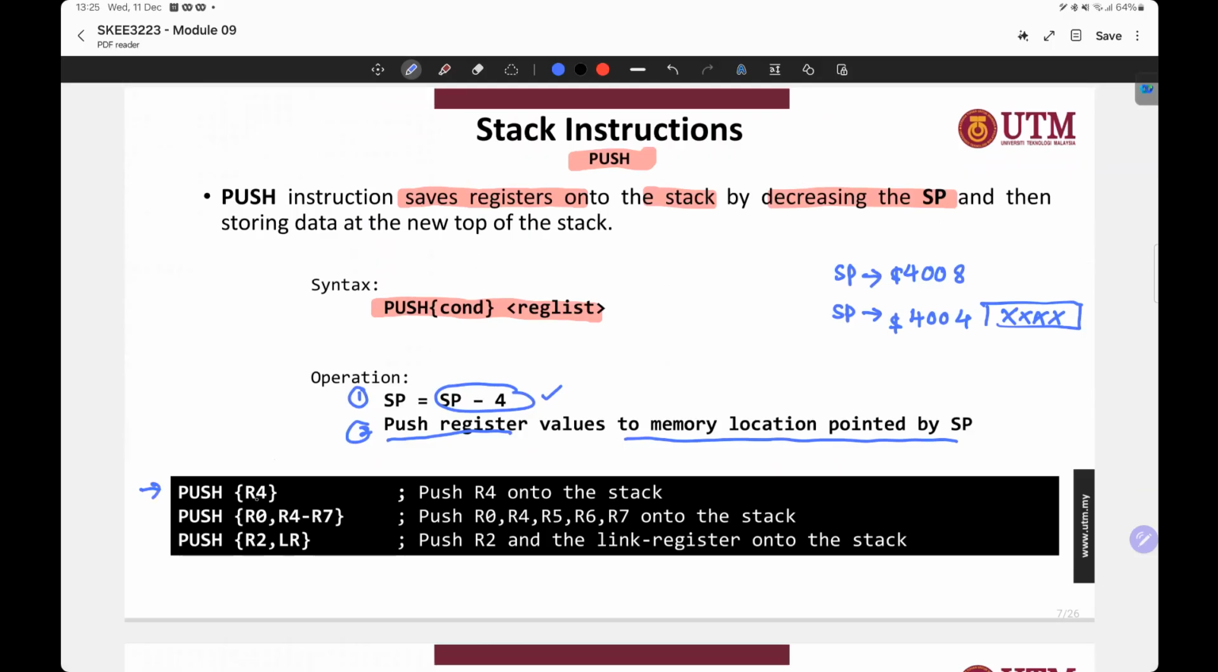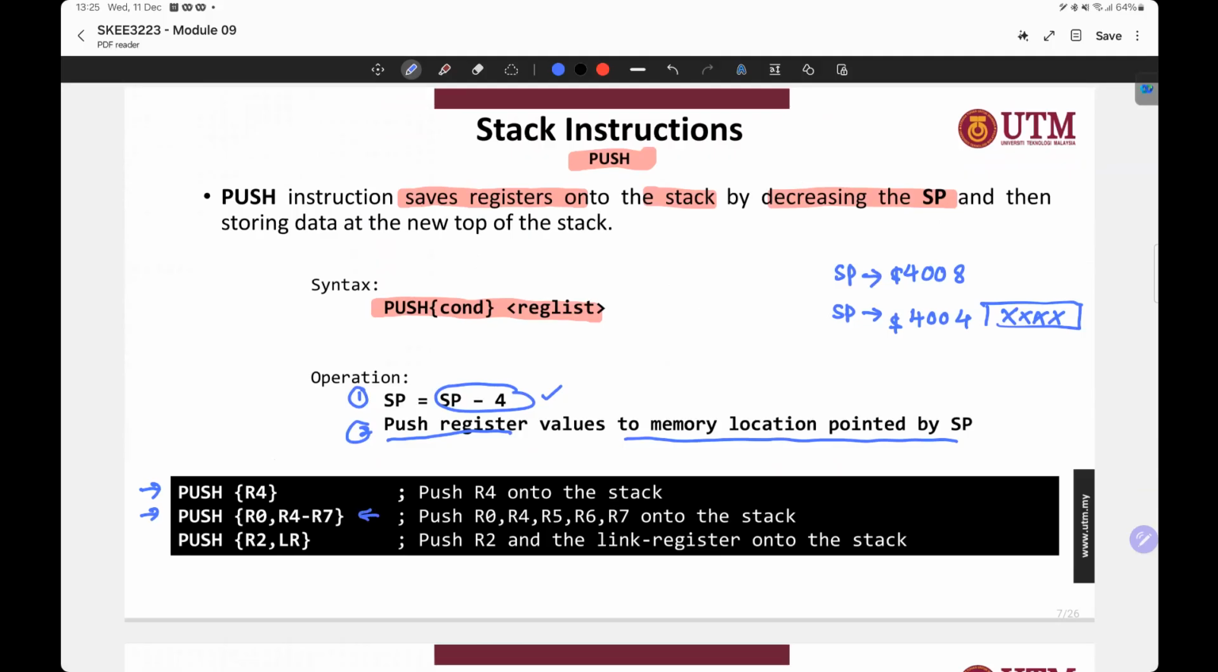Let's say you have multiple registers. Look at the second instruction: PUSH {R0, R4-R7}, then you close the curly bracket. So what happened here? Now you're going to push multiple registers at the same time, which are R0, R4, R5, R6, and R7. A total of 5 registers that you're going to push their data to your stack memory.